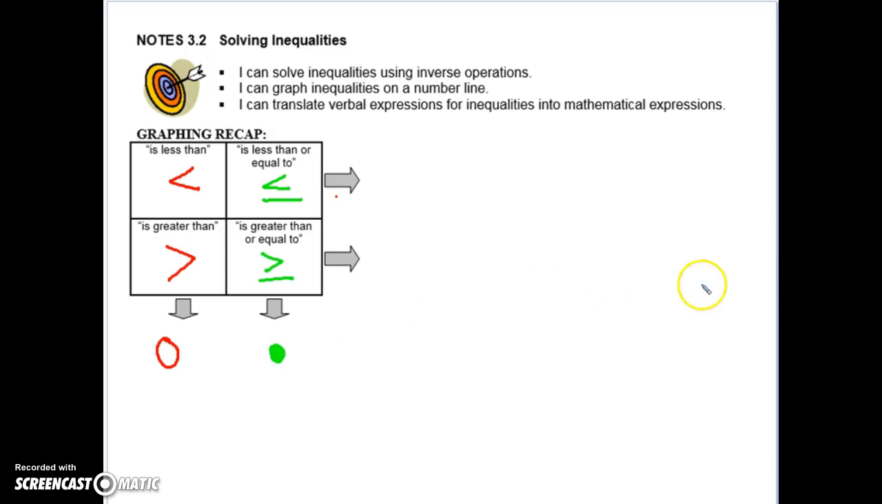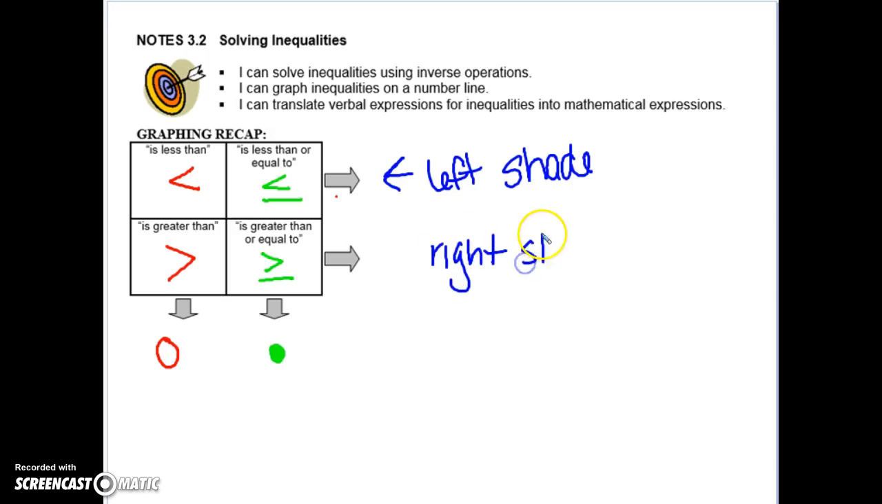Okay, so think about which way we would shade for each one of these. If it's less than or equal to, I'm going to shade always to the left. Left shade, I'm going to go this way, right? And then if it's greater than or equal to, I'm going to shade to the right. So keep those in mind. After we solve, we're going to have to graph, so be careful of those.